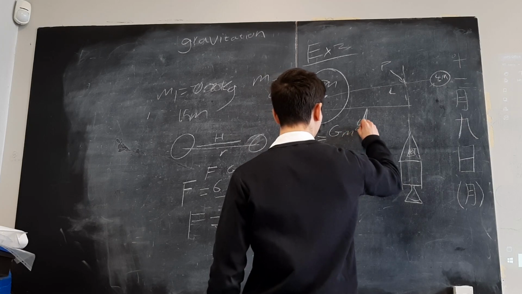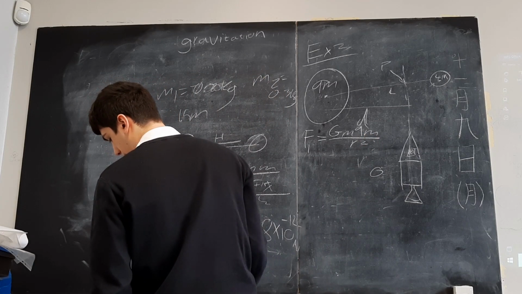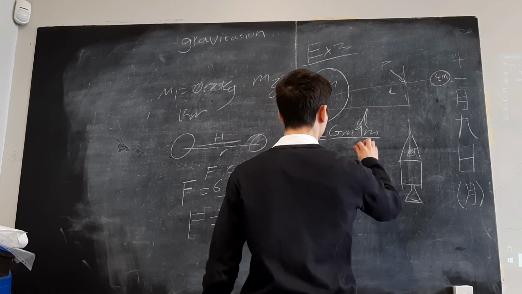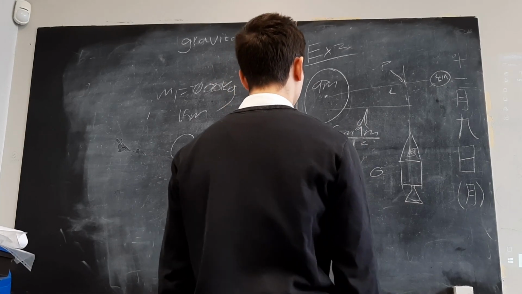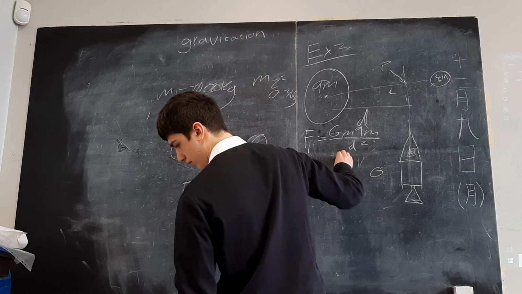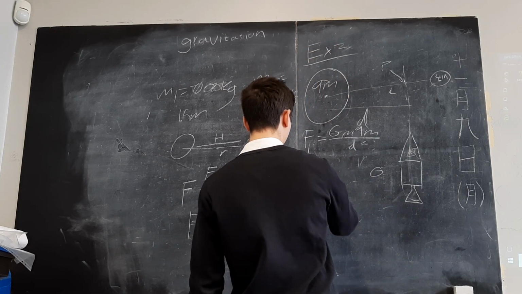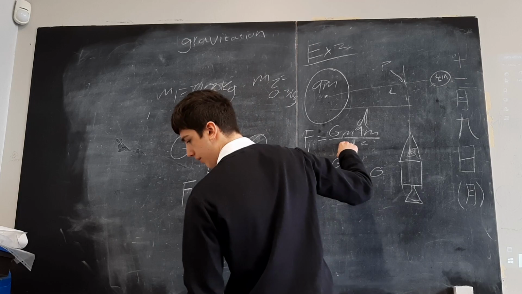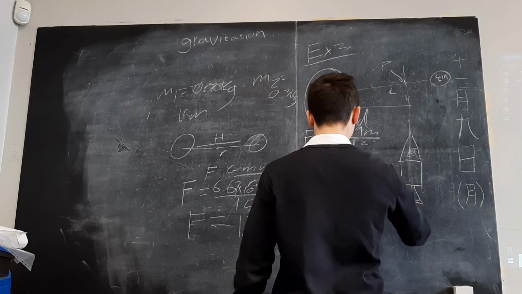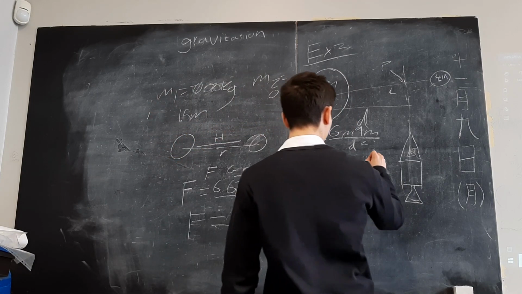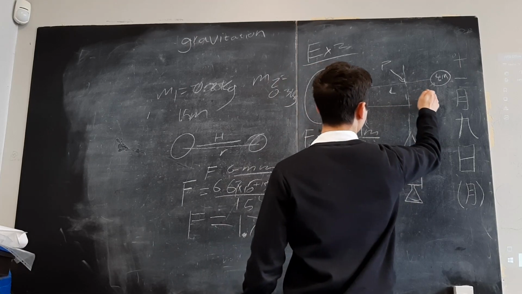G, 9M over R squared. Well, D squared, but sure, we'll use D. Alright, finding D. And F2 would be G times m times M over, we don't need M, L minus D squared to get this bit here.